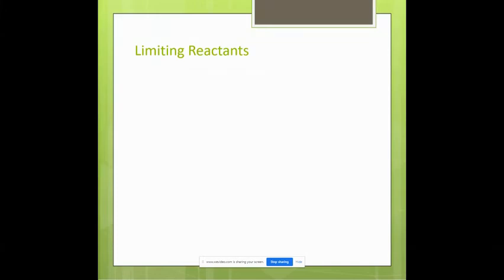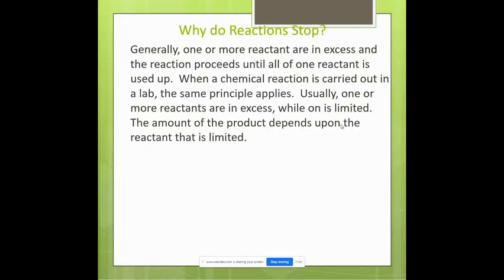All right, welcome back to part 3 of our discussion of stoichiometry. Today we're going to be talking about limiting reactants. Generally, as you go through a reaction, one of the reactants in the chemical reaction is going to end up being used up, and then you'll have some excess of the other one left over.